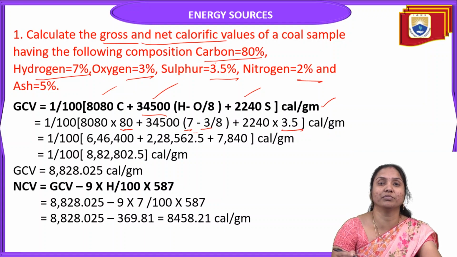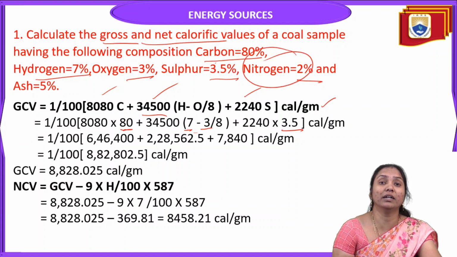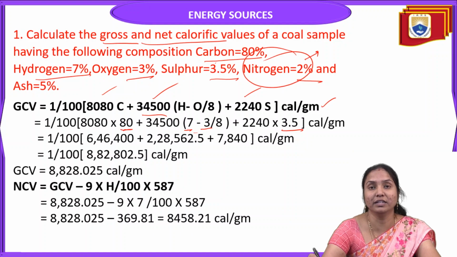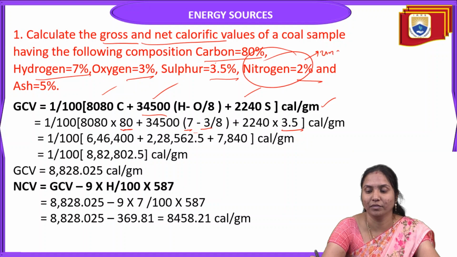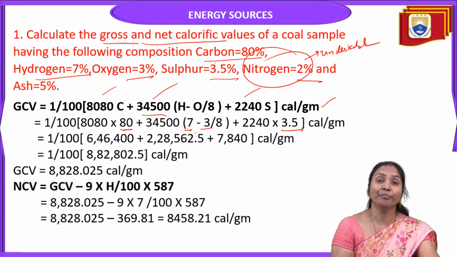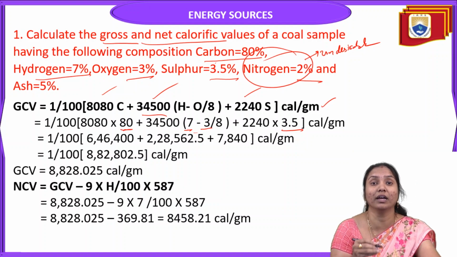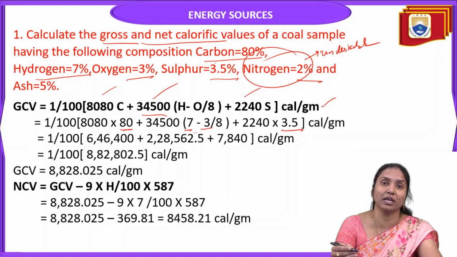All these values are substituted in the above equation. Nitrogen is also present, but nitrogen doesn't have any calorific value, so it is not considered. It is undesirable, because if nitrogen is present in fuel it reduces the calorific value. A good fuel always contains a low percentage of nitrogen. So we substitute the values of carbon, hydrogen, oxygen and sulfur in the above formula.